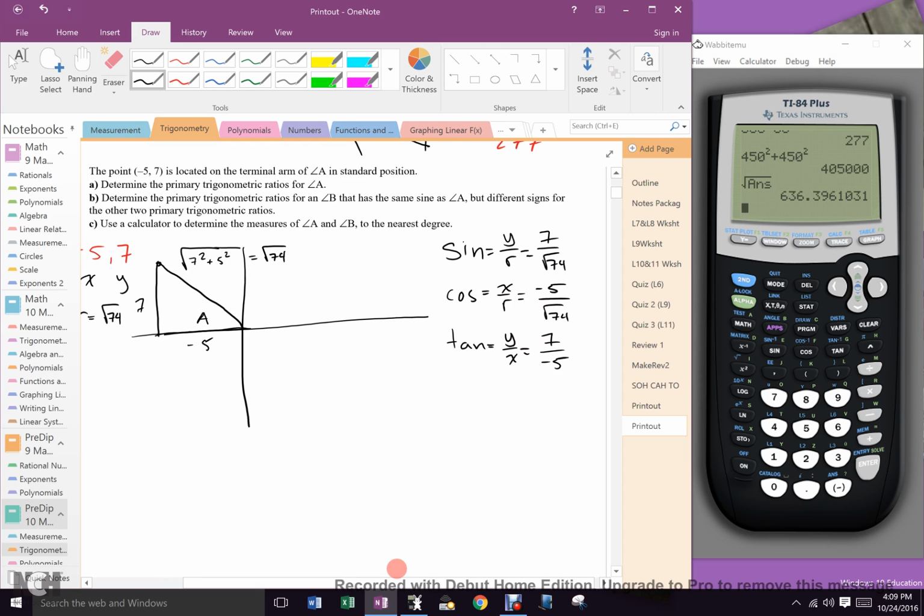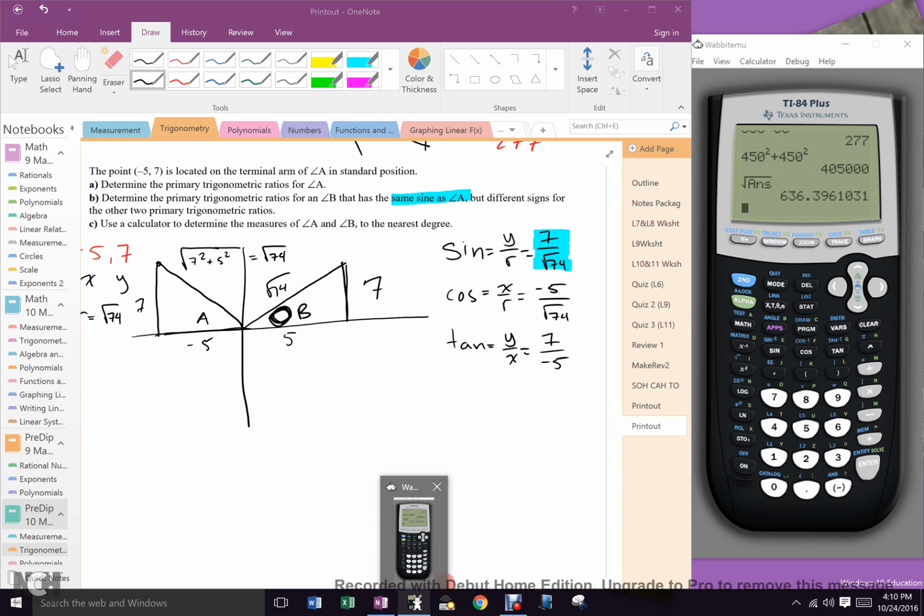Now, there's another angle that has the same sine. So here's my sine. I need that sine. The radius stays the same, root 74, and this is the only place where the y is still positive. So it has to be right in here. There is B. So I need its trig ratios. Well, if this was -5, this is +5.